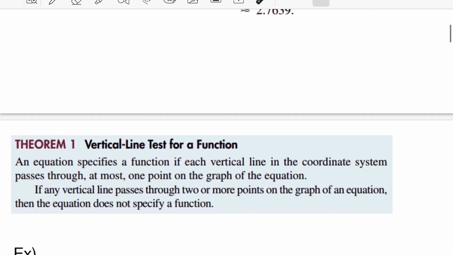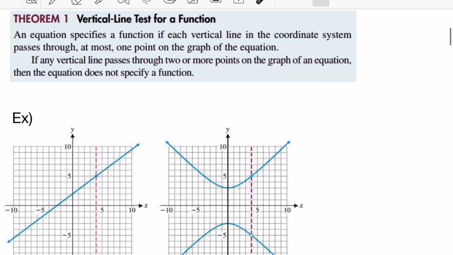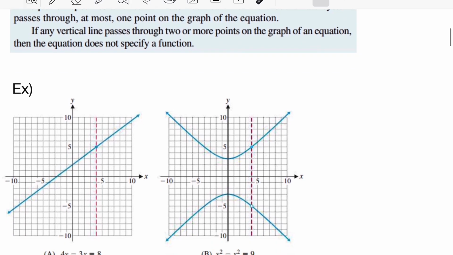All right. So a little trick here to tell if a graph is a function is called the vertical line test. So an equation specifies a function if each vertical line in our coordinate system passes through at most one point on the graph. So for example, we were given this equation here with this graph. What we can do is we can draw a bunch of vertical lines just like this on our graph. And if for every single vertical line it only intersects our graph at one point, this tells us that we do have a function.